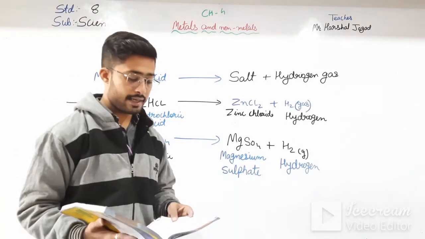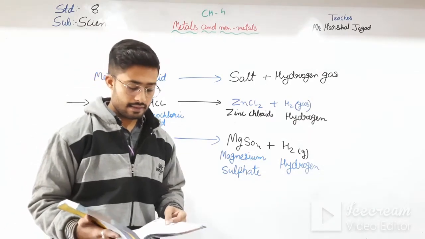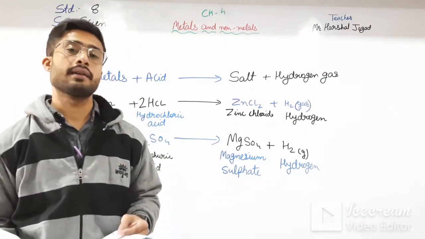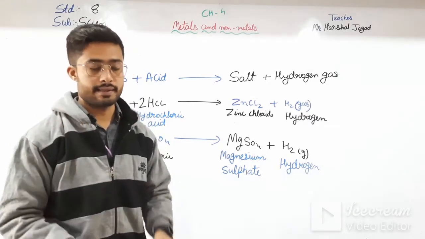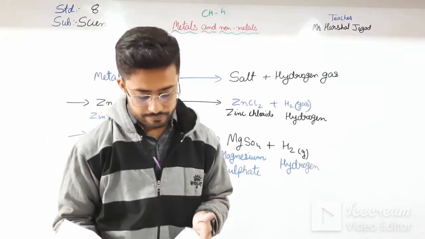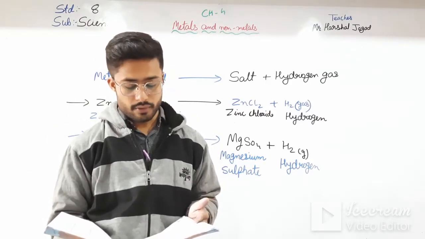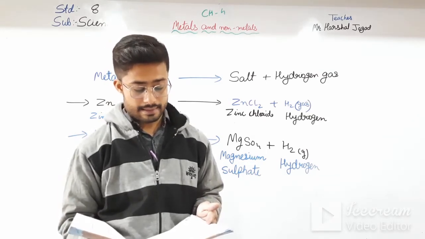Now, non-metals' reaction with acid: generally, non-metals do not react with acid. And here is an activity to show that hydrogen is produced when zinc reacts with dilute hydrochloric acid.